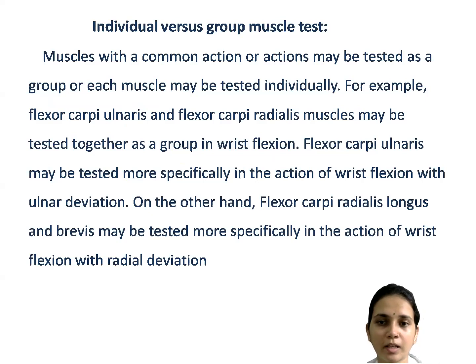But flexor carpi ulnaris may be tested more specifically if we perform wrist flexion with ulnar deviation. On the other hand, flexor carpi radialis longus and brevis may be tested more specifically in the action of wrist flexion with radial deviation. So if the wrist flexion is cumulative, then both flexor carpi radialis and ulnaris are coming into the picture. And if individual muscle MMT is to be performed, then flexion is performed in ulnar deviation for flexor carpi ulnaris, and flexion is performed in radial deviation for flexor carpi radialis.